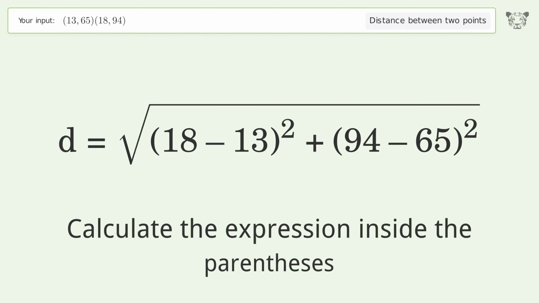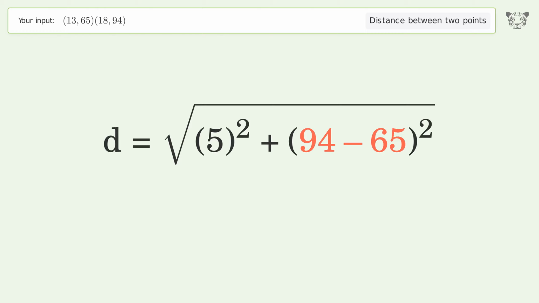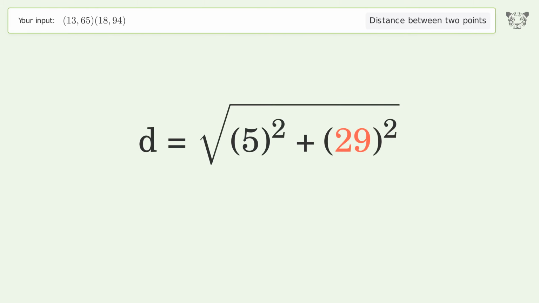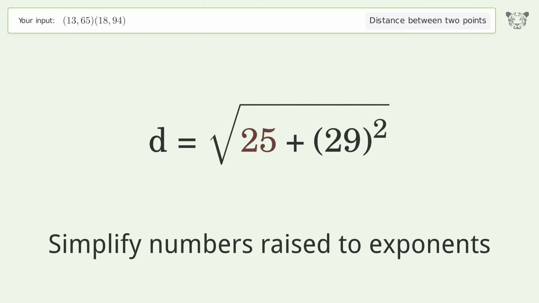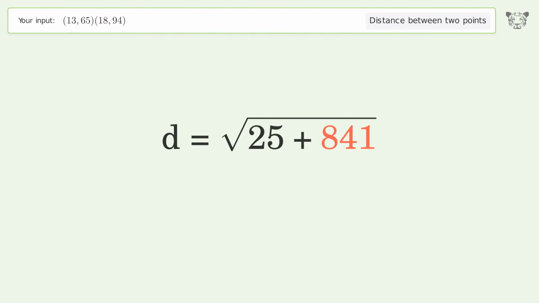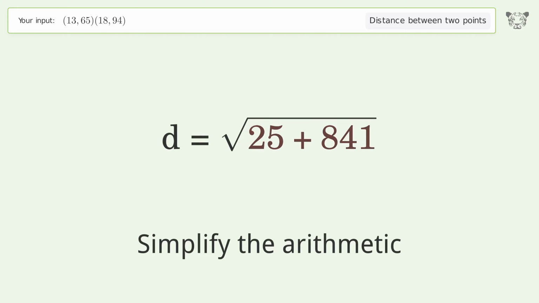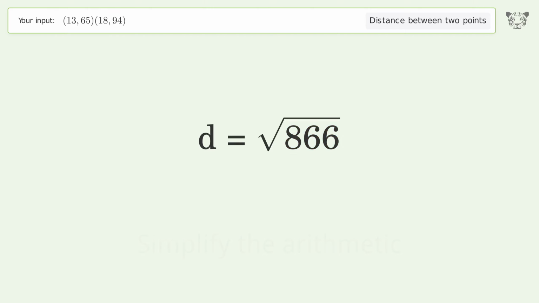Calculate the expression inside the parentheses. Simplify numbers raised to exponents. Simplify the arithmetic. And so the distance between the 2 points is the square root of 866, or 29.428.